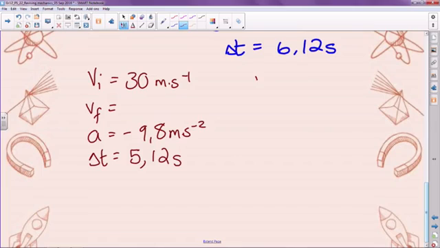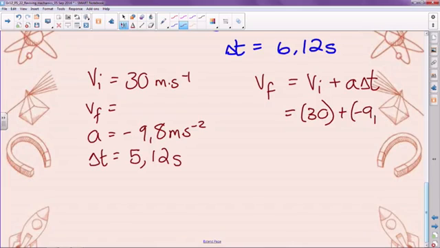So watch what we're going to do. VF equals VI plus A delta T. So this is 30. This is minus 9,8 times 5,12. And that gives me minus 20,176. I'm going to keep all the decimals for now.